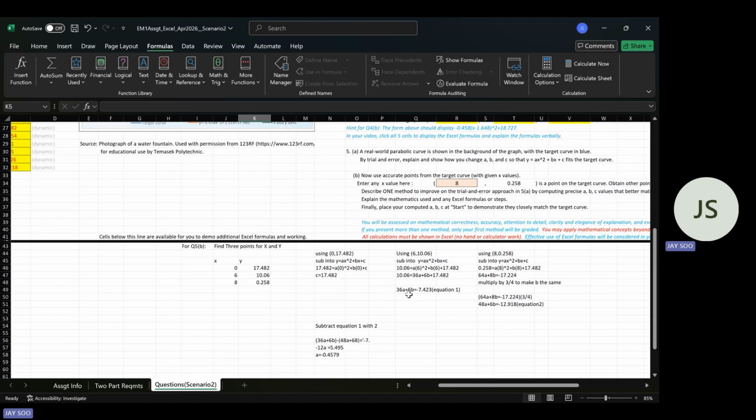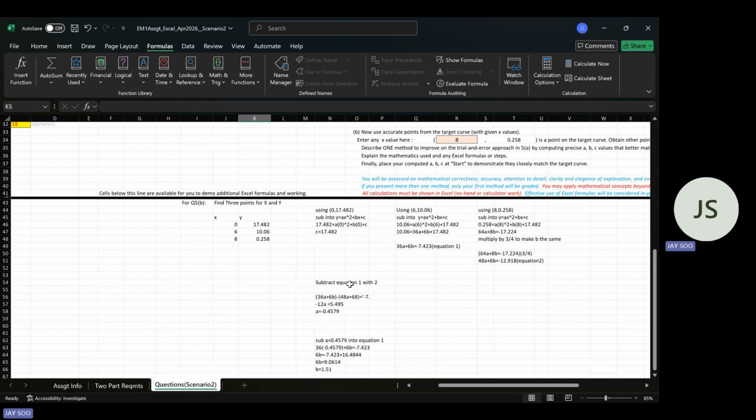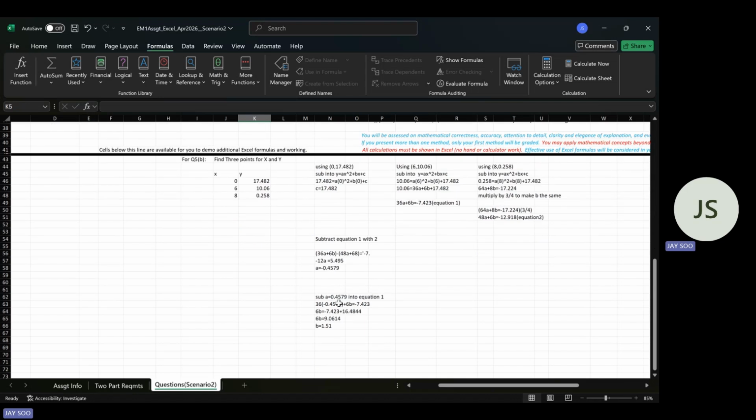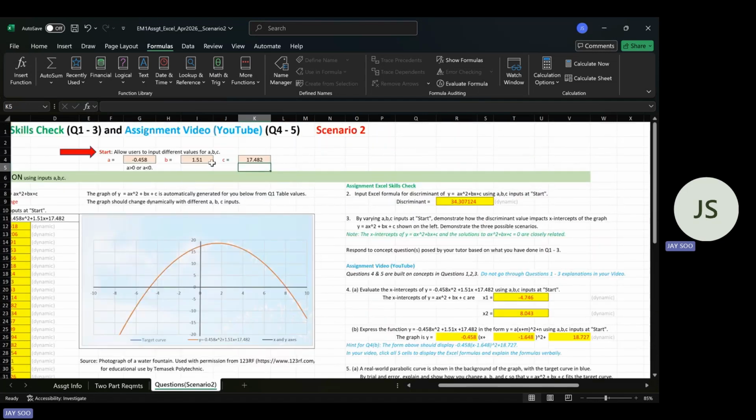However, I would like to make the b's the same so I can minus them off easily. So I multiplied this by 3 over 4, which gave me this equation 2. Then we subtract both equations, 1 and 2. We'll end up with A equals this. We sub A equals this into equation 1. We'll end up with B equals to this. And as you can see, A, B, and C will end up being A, B, and C.